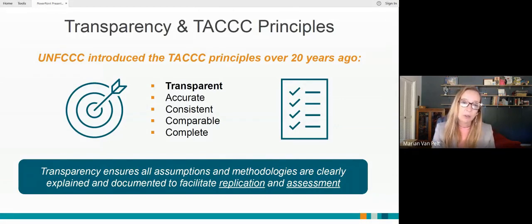So again, through those examples, you can see that being transparent about how accurate you are, whether your information is consistent across the time series or whether there are any differences, whether you're using methodologies that might differ from what other countries might use, and whether anything is missing from your reporting are all very important things to ensure that your long-term strategy and other reporting documents are transparent.